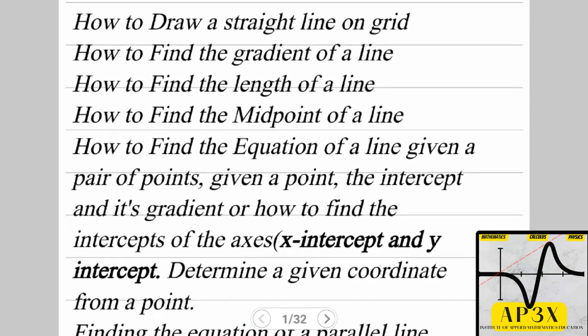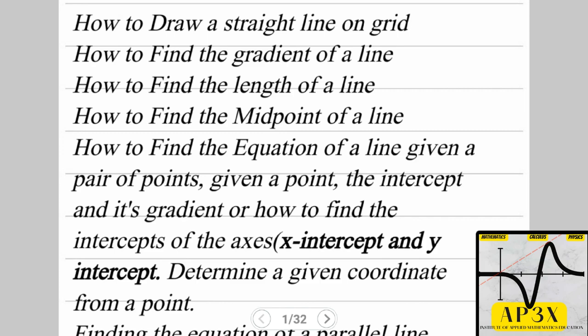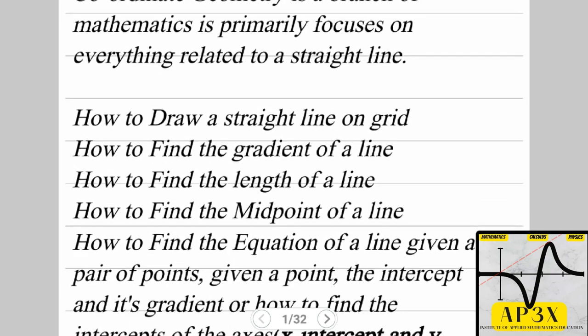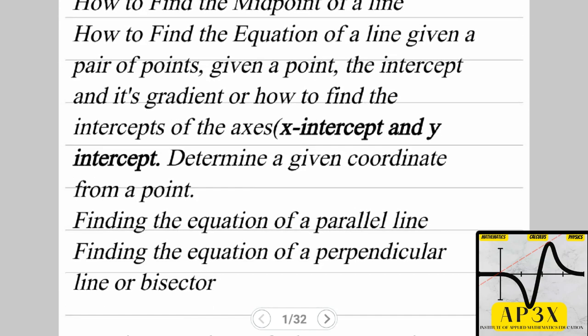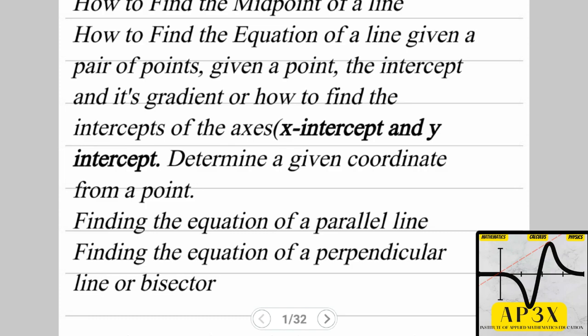Now as it relates to the topic, there's a bunch of subtopics that come with this. The first thing we're going to look at is how to draw a straight line on a grid, how to find the gradient of a line, how to find the length of a line, the midpoint of a line, how to find the equation of a line given a pair of points, given a point, given the intercept, given the gradient, how to find the x and y intercepts, how to determine the coordinates of a point, and finding the equation of a parallel line and a perpendicular bisector. All this plus more is coming up in this complete tutorial video in 3 parts.